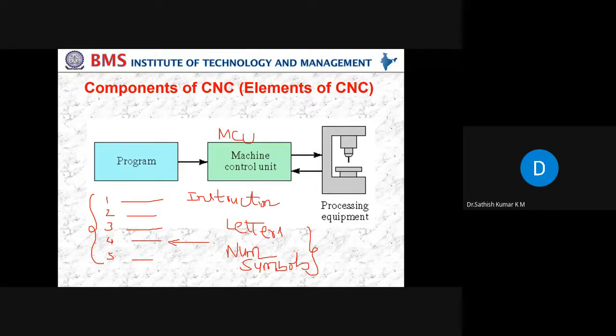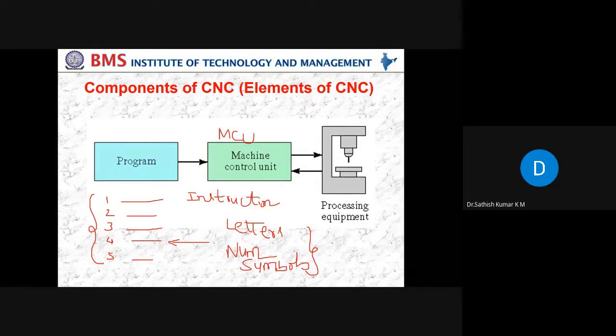So basically, what is the machine control unit? Generally, the machine control unit is nothing but a microcomputer or a minicomputer which is going to be present. Because of this machine control unit only, we call it by the name computerized numerical control.